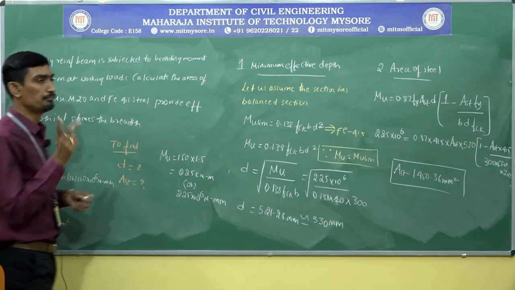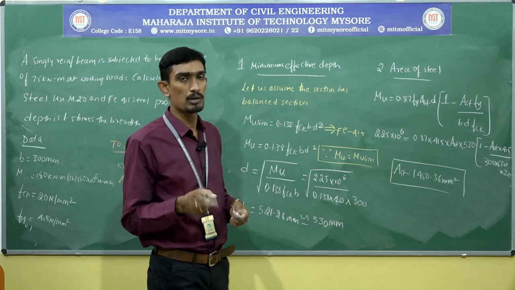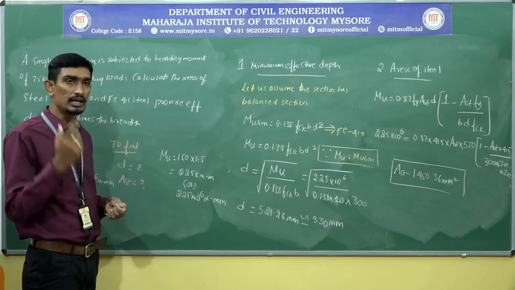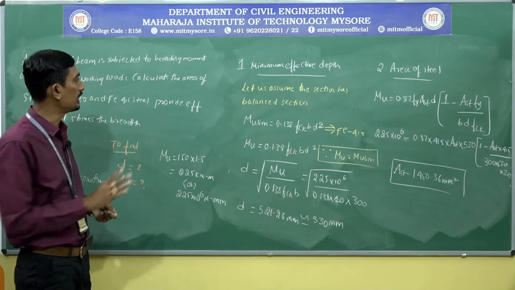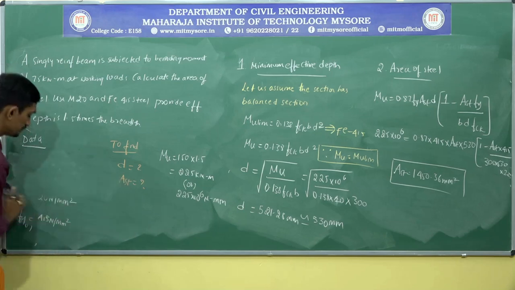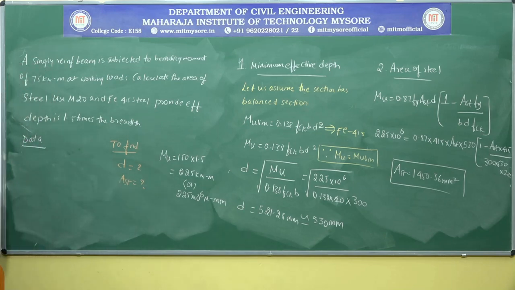See, in the first problem B and D were given. In the second problem only B was given. In the third problem B is also not given, D is also not given, and we need to calculate the things. So how to proceed with this problem? We don't know what is B. Let us consider it as B, and they have been given effective depth is equal to 1.5 times the breadth.